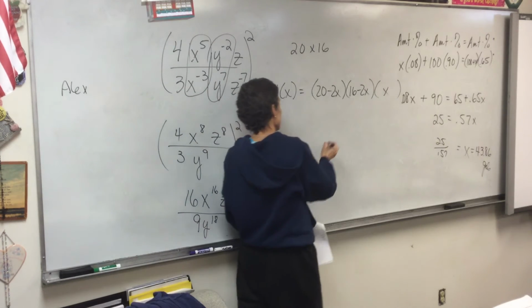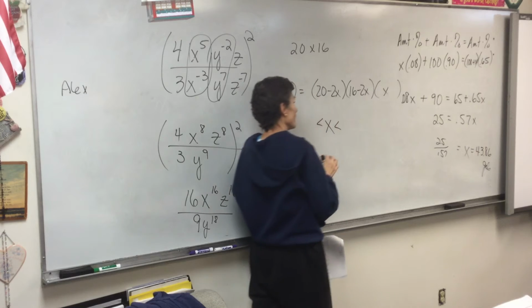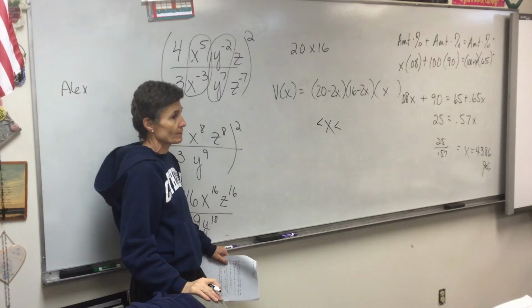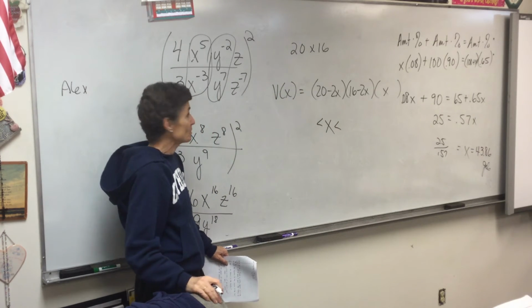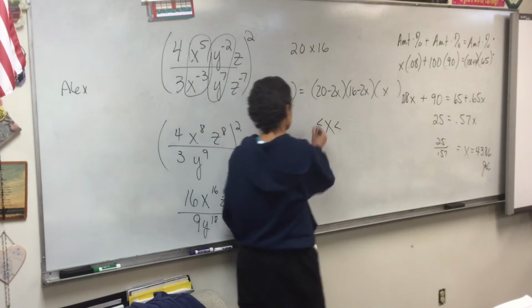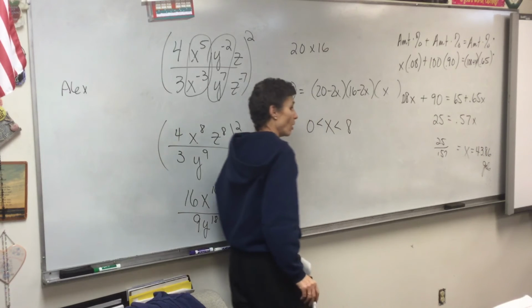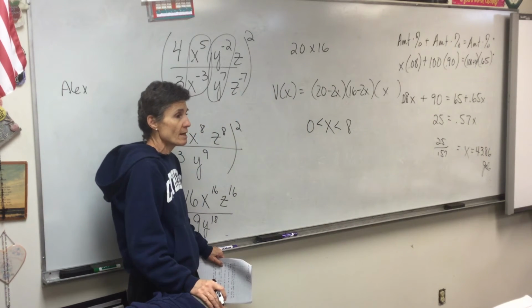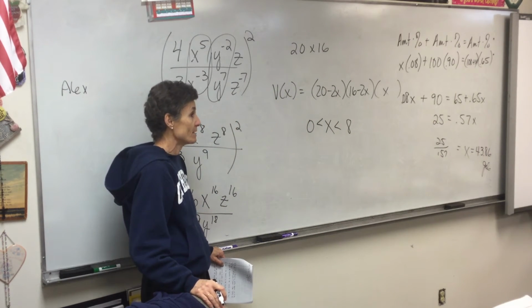Now the domain, that's where you figure out what x has to be between. X has to be between what in this problem? The paper's 20 by 16. 0 and 8. It's always 0 and half the smaller dimension.